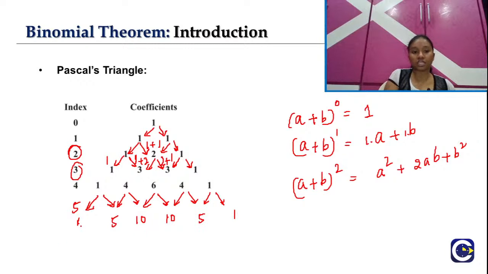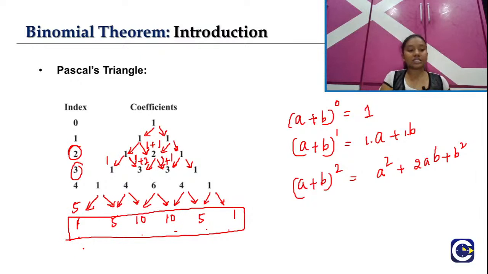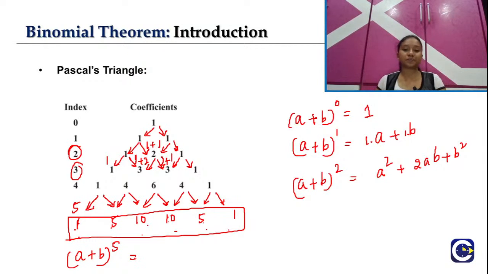And here 1. So how many terms we are having? How many coefficients? So 1, 2, 3, 4, 5 and 6. So when the index is 5 we will be having 6 terms in the expansion which will be having the coefficients to be 1, 5, 10, 10, 5, 1. Right. That means if I am having (a + b) whole power 5, what will be my expansion here?